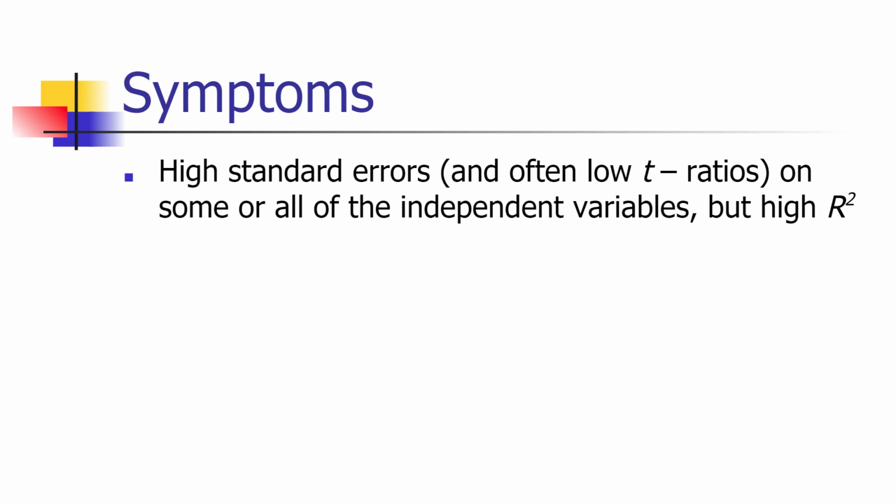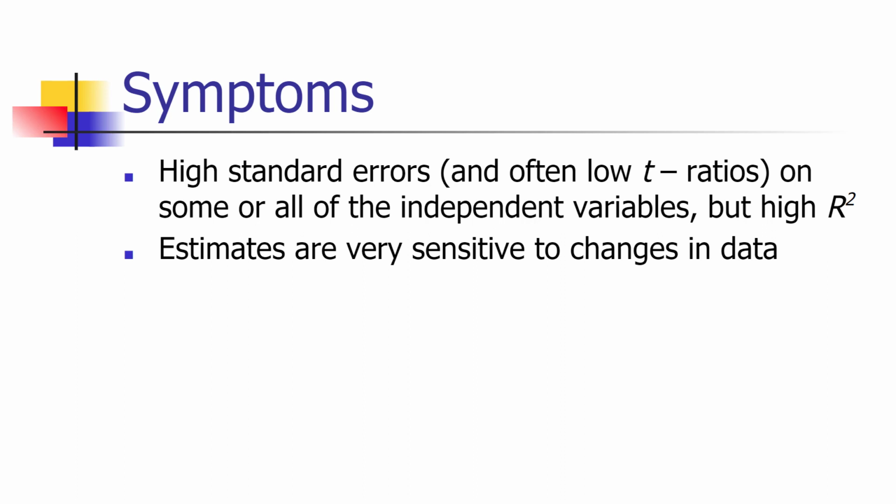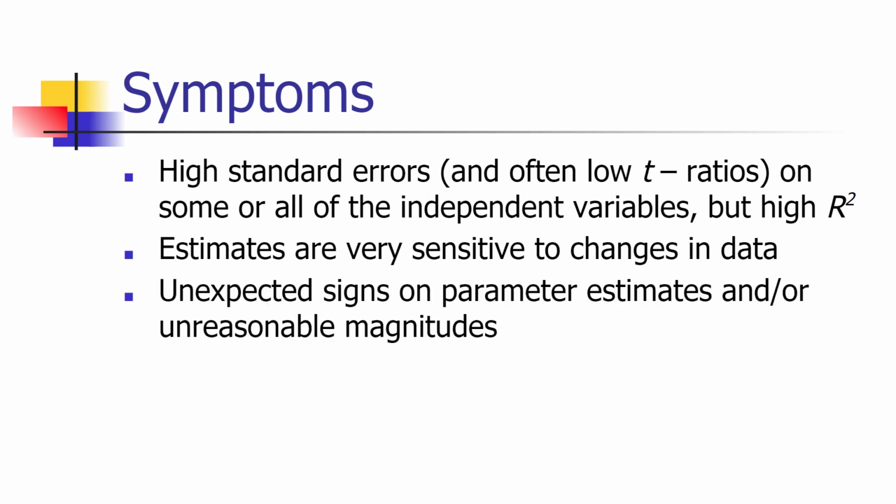The symptoms of multicollinearity include high standard errors and therefore low t-ratios on some or all of the independent variables, but that's accompanied by a relatively high R-squared. When multicollinearity is present, you'll often find that as a group, the variables are relatively important in explaining variation in your dependent variable, but you're not able to get very precise measurements of the effects of individual variables. You'll also generally see in that case that estimates are very sensitive to changes in data. So if you add or delete an observation, you often will see, because of the instability in the parameter estimates, surprising signs or surprising magnitudes, where you might see extremely large coefficients on some variables and extremely small and negative coefficients on others.